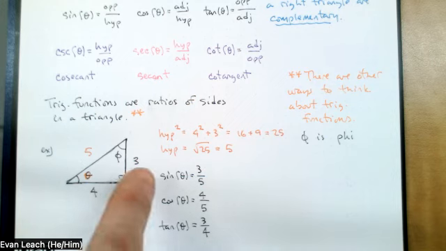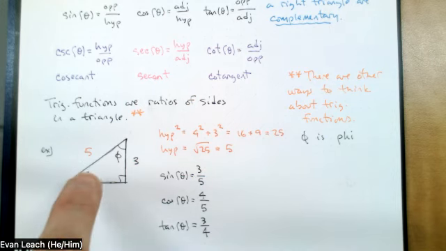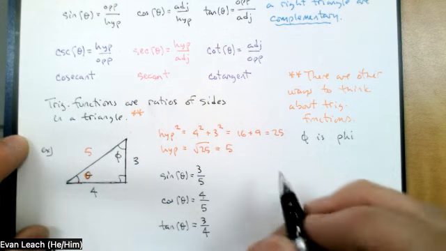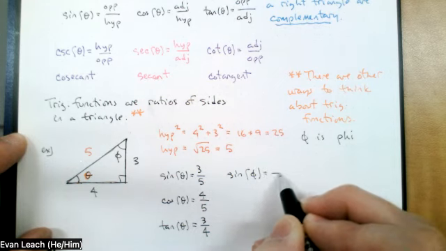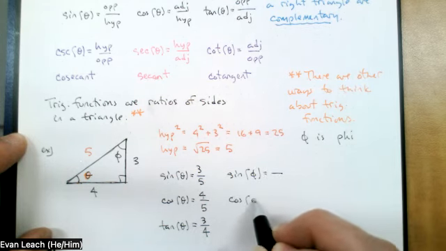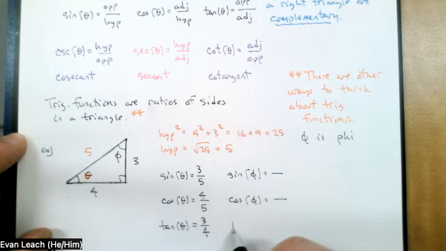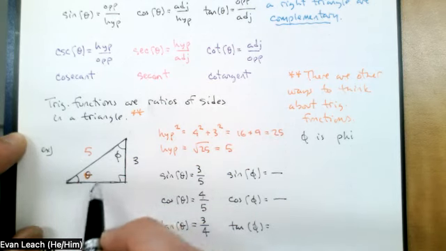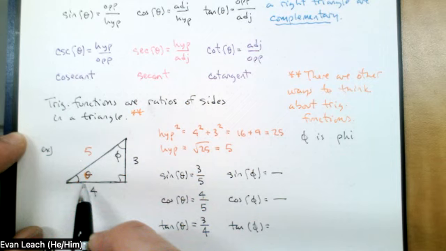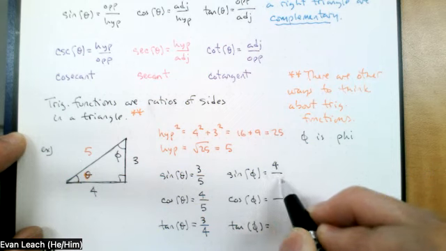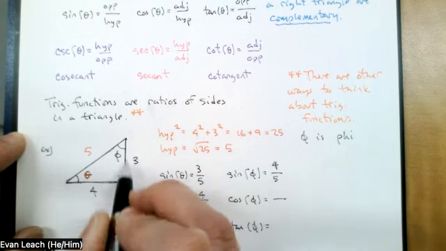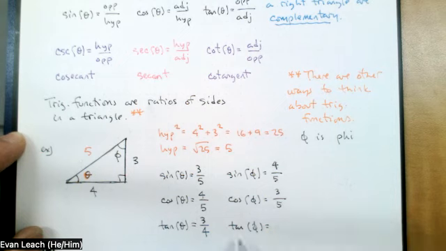Notice that what is opposite theta is adjacent to phi. So if I write sine of phi, what fraction is that? Sine is opposite. So 4 was adjacent to theta, but it's opposite phi. So sine of phi is 4/5. Cosine of phi is adjacent over hypotenuse, or 3/5. Tangent of phi is opposite over adjacent, or 4/3.